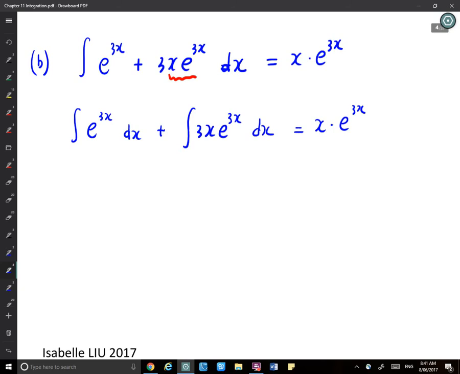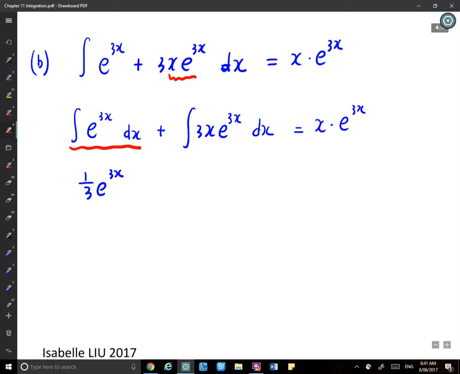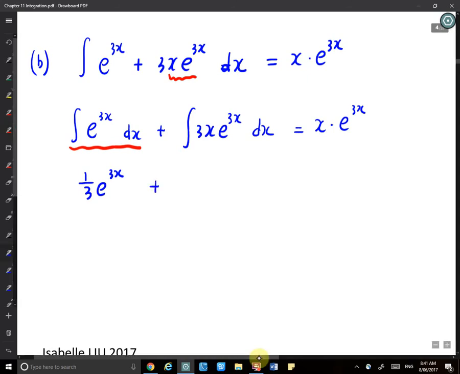And what is being asked is the middle one. Can I evaluate the first one? I can, right? I have a rule to anti-differentiate that one. That is a third e to the power of 3x. Integral of that, I can evaluate that part. That's a third e to the power of 3x. And I will still plus. I can put this 3 out, that's just a constant. Doesn't really matter.